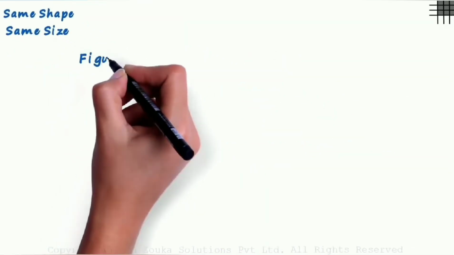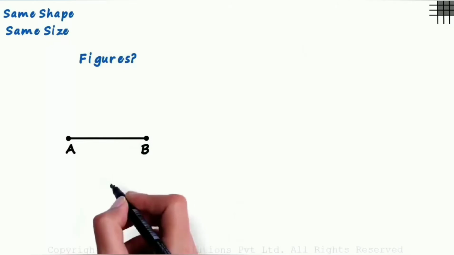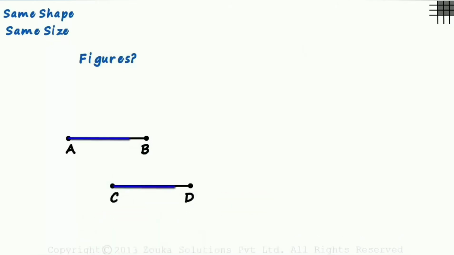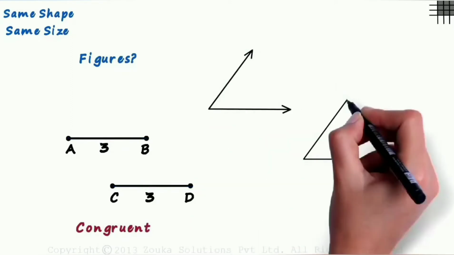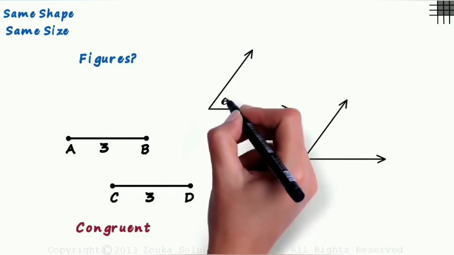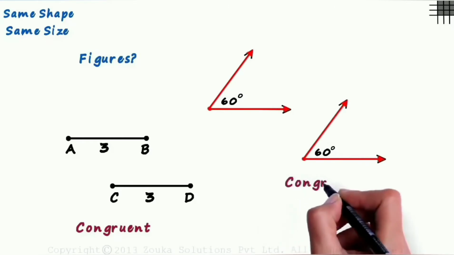Is it only figures that can be congruent? Consider two segments, segment AB and segment CD. Both measure 3 units. Can we say that they are congruent? Of course we can. Segment AB is congruent to segment CD. What if we have two angles like this with the same measure? Say both measure 60 degrees. Yes, these two angles are also congruent.